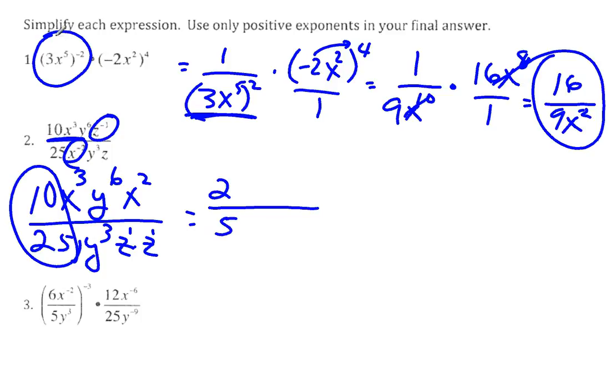All the x's are on top. There's 3 here. There's 2 here for a total of 5 x's on top. The y's are split. Some are on top, some are on the bottom. Where's there more? On top by 3. 6 is 3 bigger than 3. 6 minus 3 is 3. And then the z's are both on the bottom. Z times z is z squared.